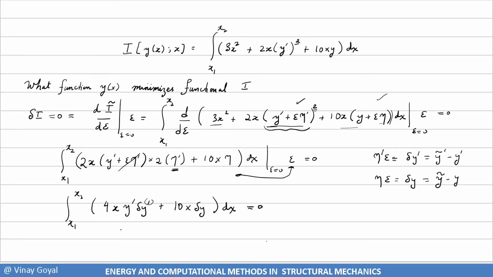So I have 4x, and let me just do that in a more spacious location. So 4xy prime del y prime. So I've taken this term right here, put it on the left side, and this term on the right side. And so then I can integrate by parts.